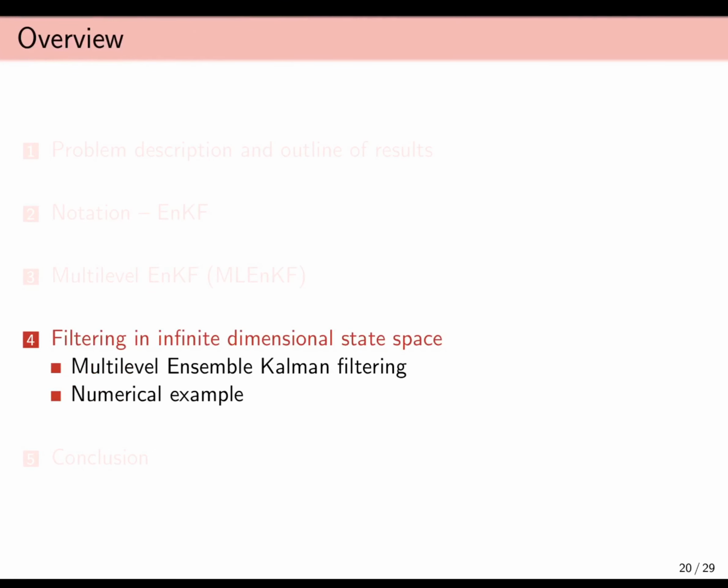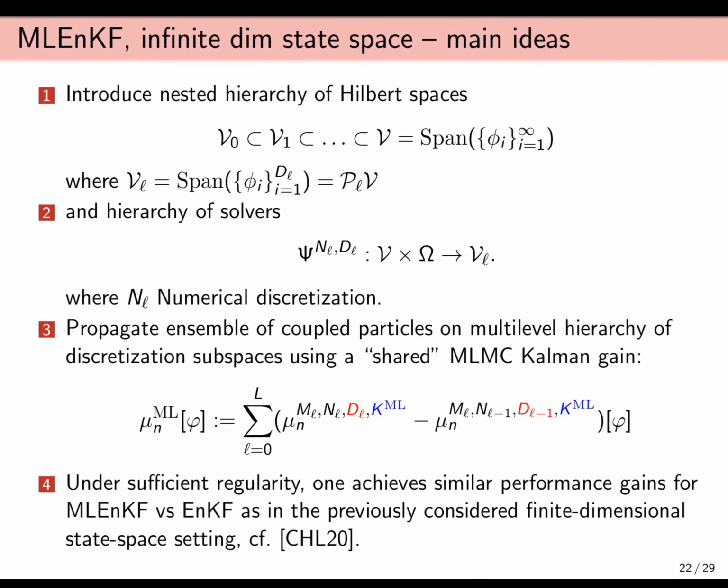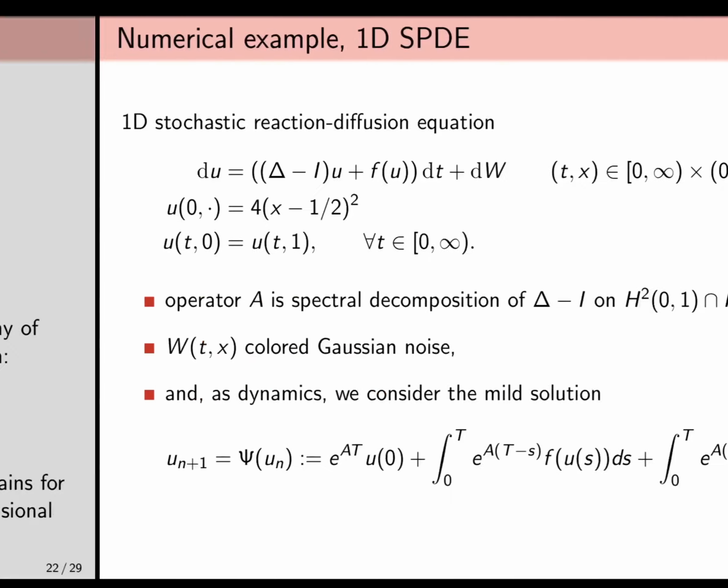All right, so then I see that I don't really have time to talk about filtering in infinite dimensional state space, but I will include the slides anyway. So let me just shortly say that the basic idea for extension is that you have your ensemble size in your multilevel estimator, you have your time discretization, and now you also have your spatial discretization parameter that you have to take into account. And of course this complicates things, but I refer to this paper here if you are interested.